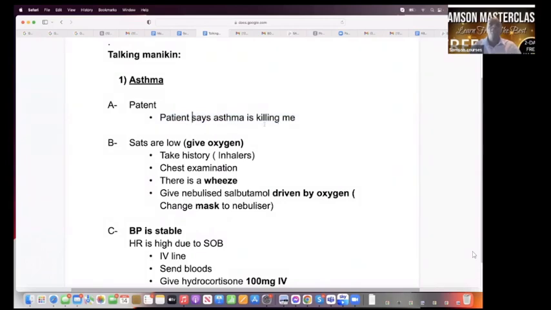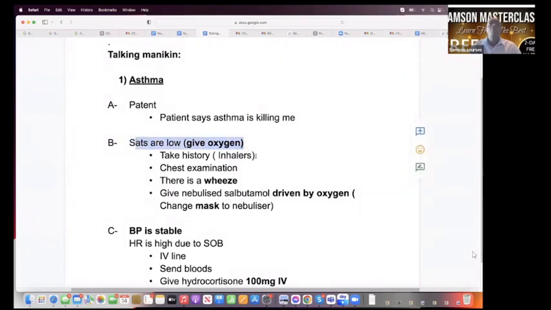What are you going to say? Since the patient is talking, the airway is patent. And then you're going to go to B. Okay, Mr. Brown, let me look at the monitor. You look at the monitor, then you tell the patient, I can see that your oxygen is low and your heart rate is high. Let me give you oxygen. So you're going to give oxygen to the patient.